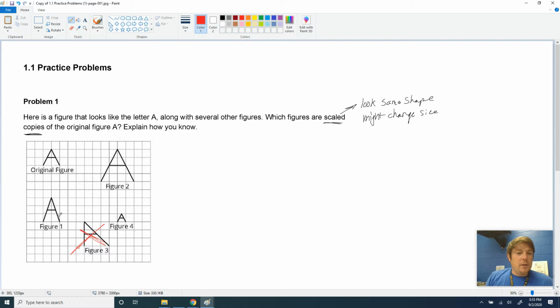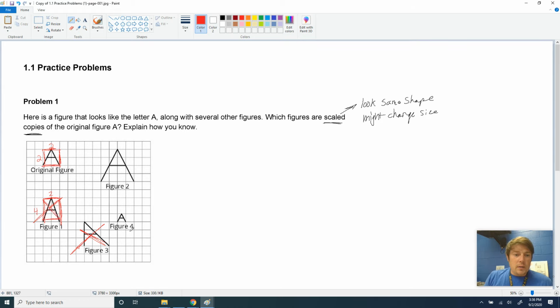This one right here, figure 1, I'm going to automatically pull out because it looks taller than it is wide. If you break this A off into a box and think of it as 2 by 2, it's very square-like in its shape. It's the same width as it is in height. This one is still 2 wide, but they've raised it up to be 4 tall. So that tells me that it's not proportionally the same. It's not a scaled copy. So we can mark that one out.